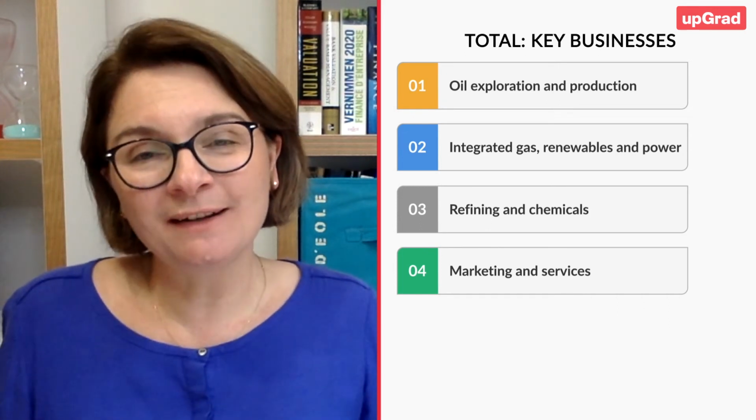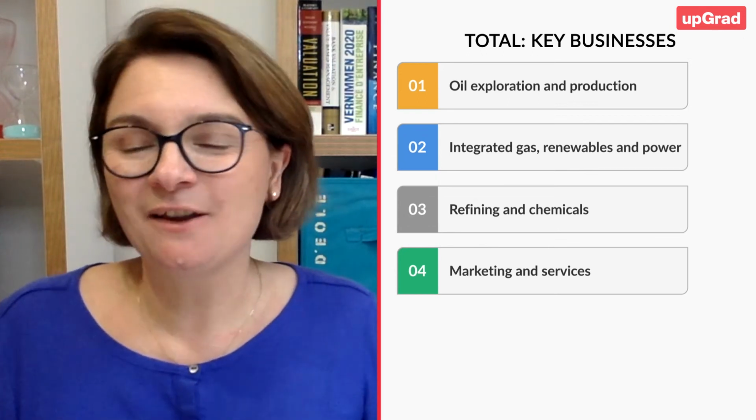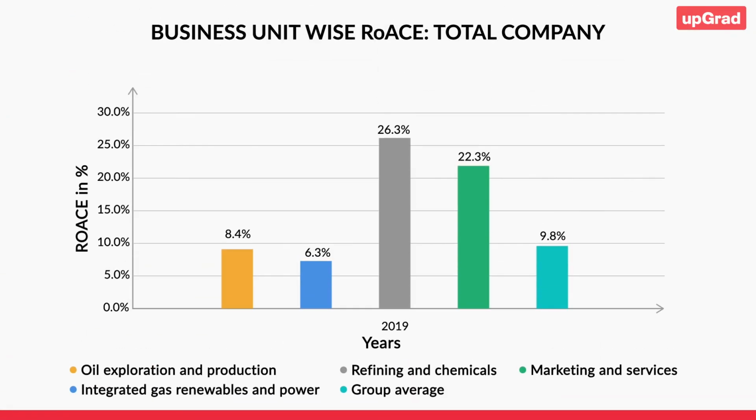Can you guess which one had the highest return on capital employed last year? And that's been the case for the past years, actually. Let's look at the numbers together. That's the situation. And I bet some of you are pretty much surprised by the results. The business unit that carried the highest ROACE last year was refining and chemicals, closely followed by marketing and services. Exploration and production had an ROCE that was below the group average. So did integrated gas, renewables and power.